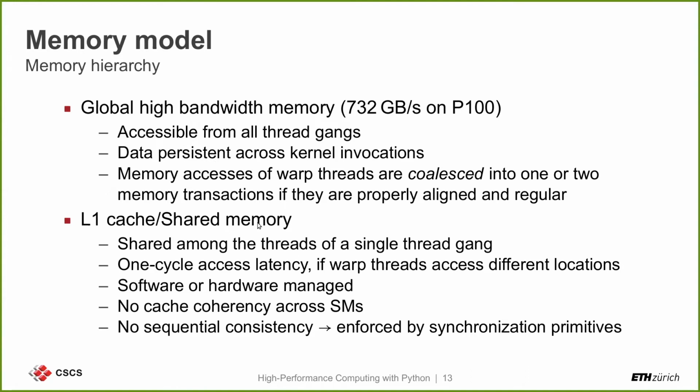And then we have the shared memory, which is shared among the threads of a single thread block, with one cycle access latency if work threads access different locations. It's software or hardware managed. We'll see how we will manage it via Numba. And we don't have cache coherency across streaming multiprocessors and no sequential consistency. We have to use synchronization primitives to enforce that.